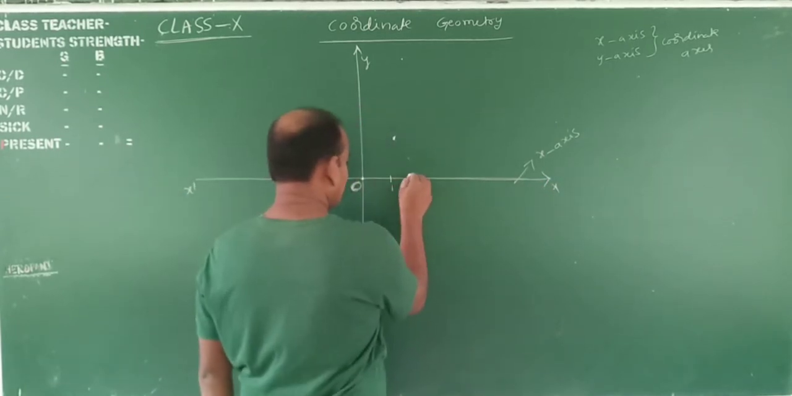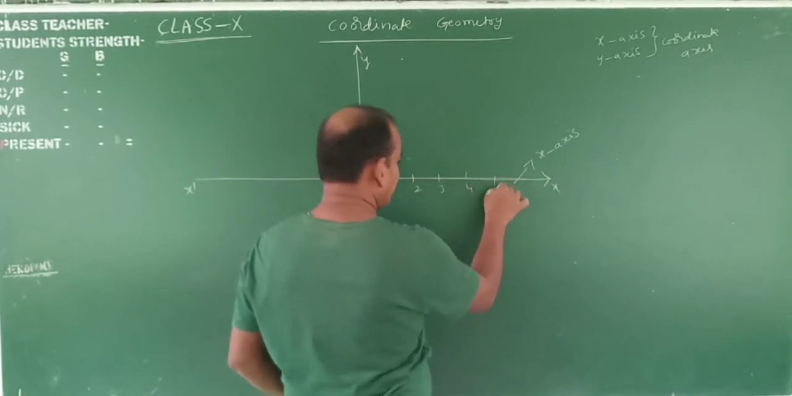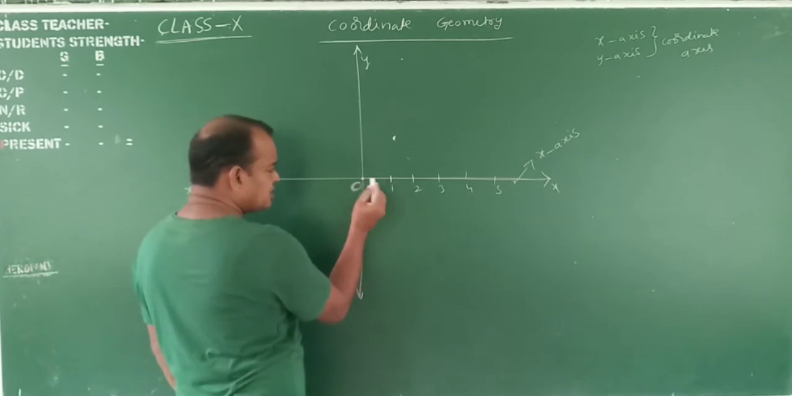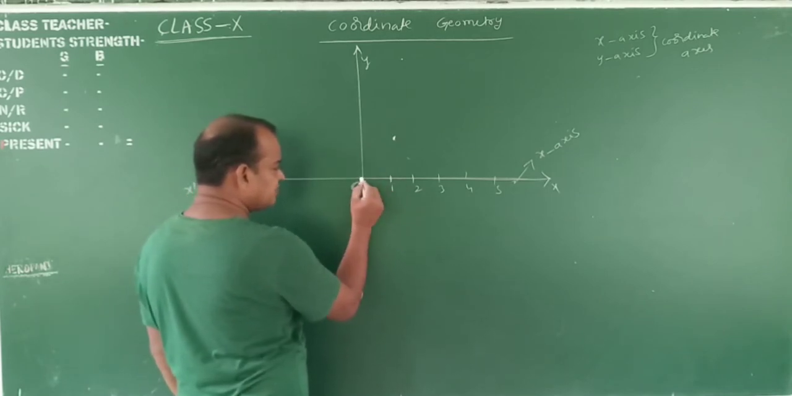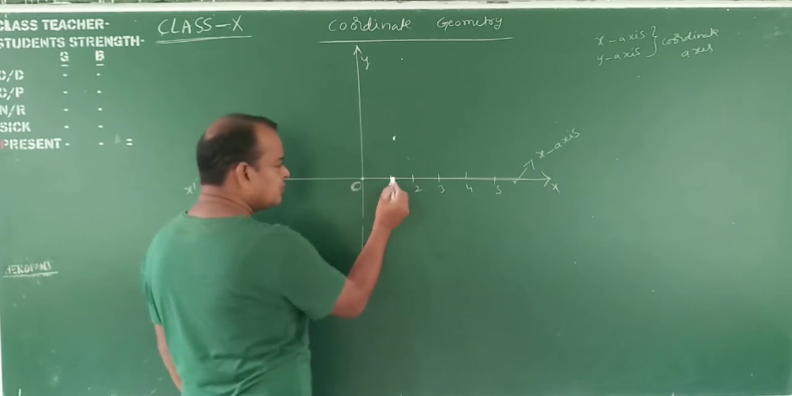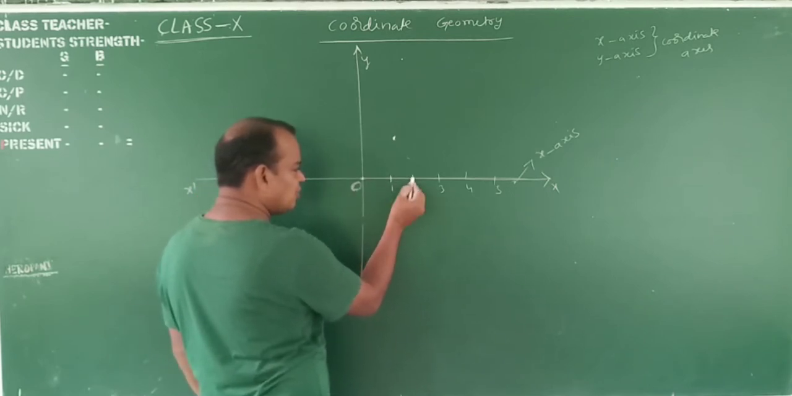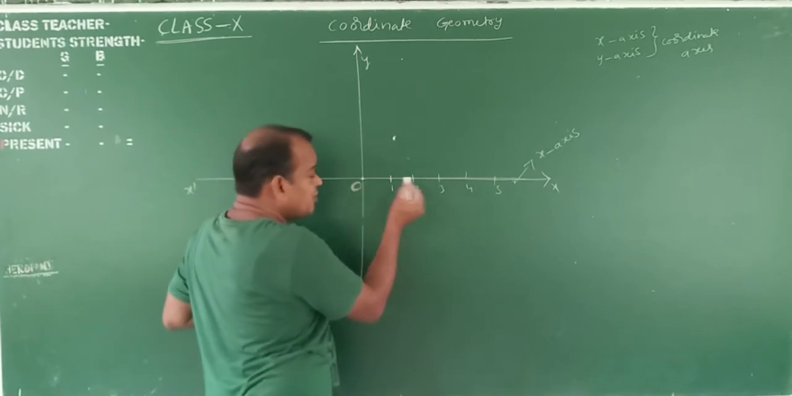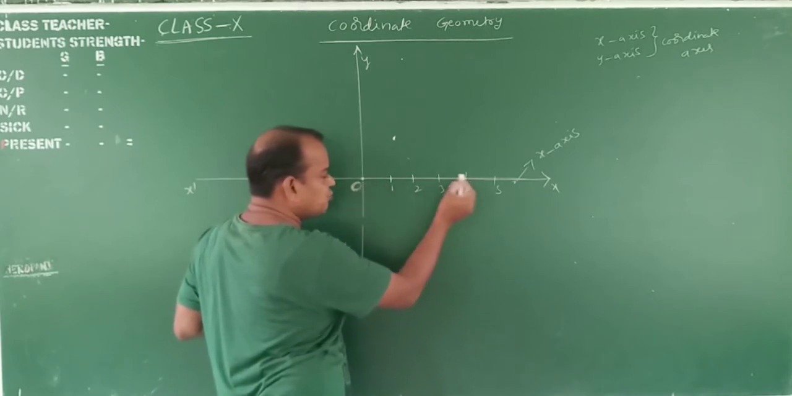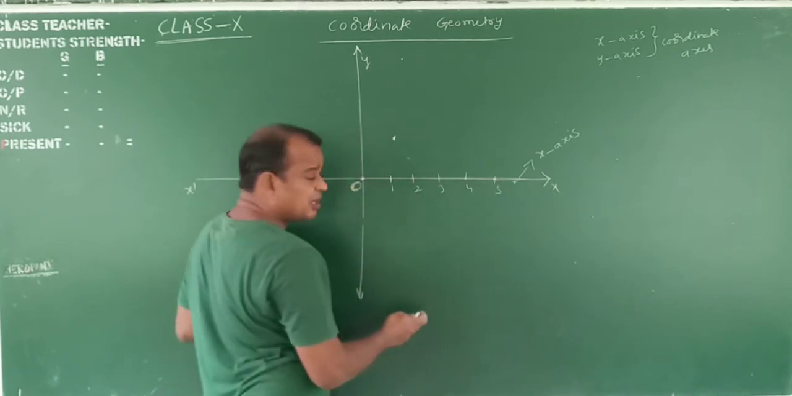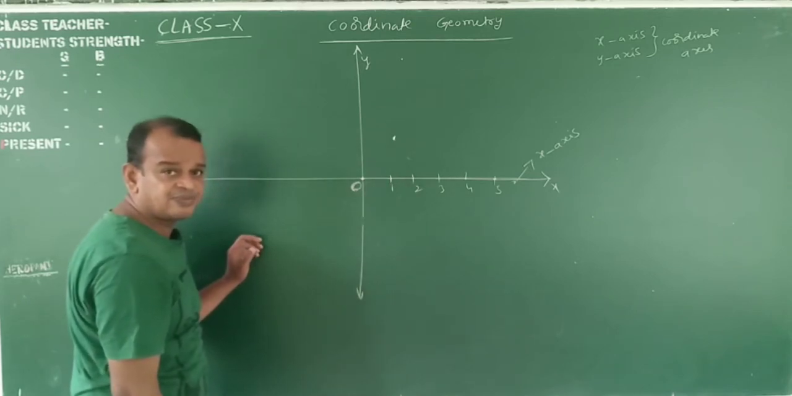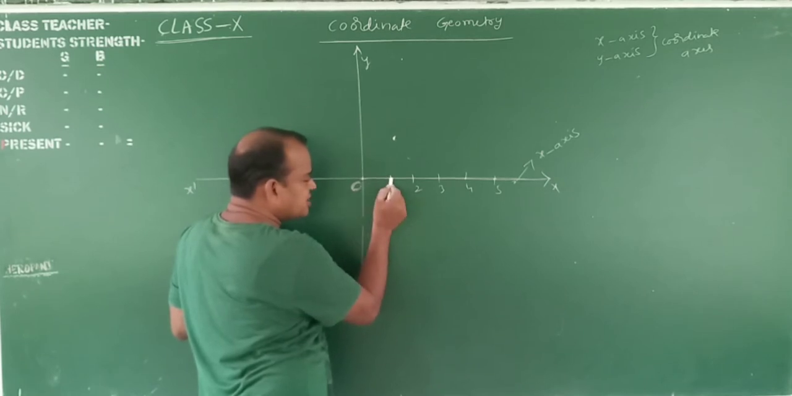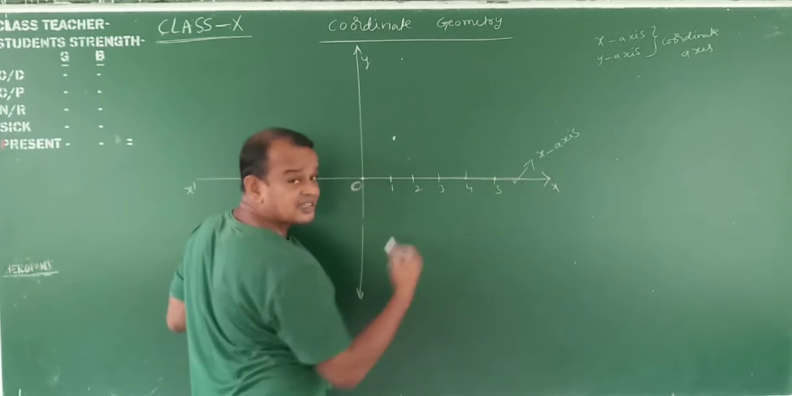Suppose here we take 1, 2, 3, 4, 5. What is the meaning of this? From the origin to this point, the distance is 1. From this point 1 to 2, the distance is 1 only, but from the origin to this point the distance is 2. Origin to this point is 3, then 4, then 5. The difference is the same, 1, 1, 1, 1. From 0 to here the distance is 1, and this point lies on the x-axis.